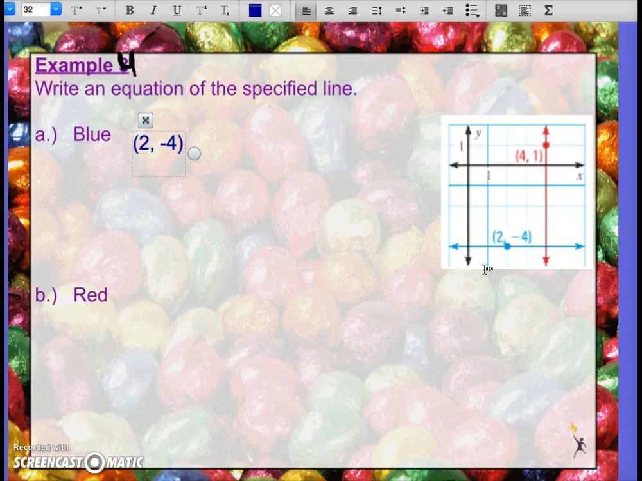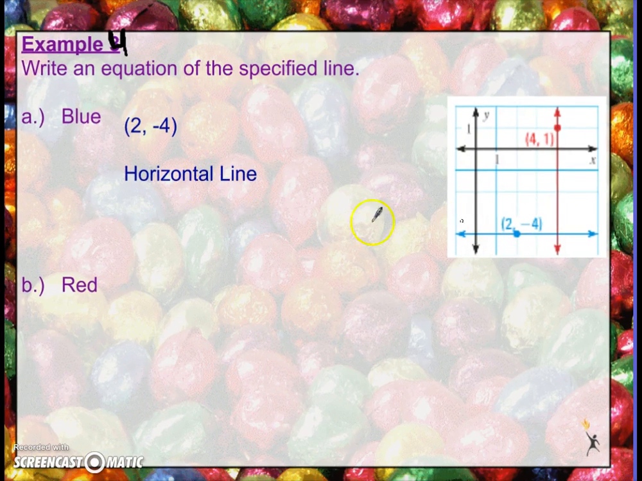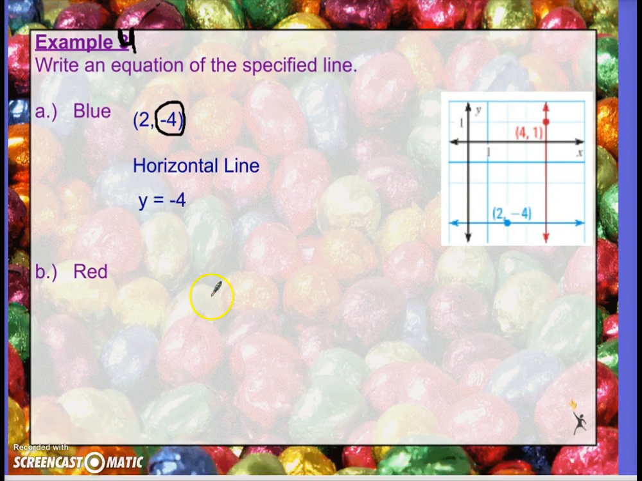Now, if you remember, it just matters which one's horizontal or vertical. One's an X or Y. We're not going to use both points. But you see how the blue line is a horizontal line. So if it's horizontal, I am actually going to use the Y. Horizontal lines cut through the y-axis. So it's y equals -4. And believe it or not, that is it.